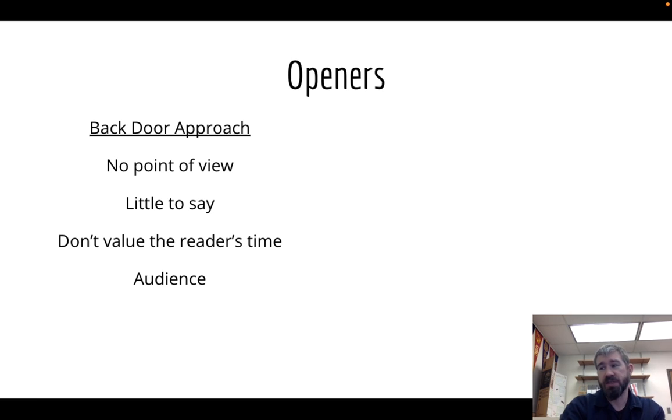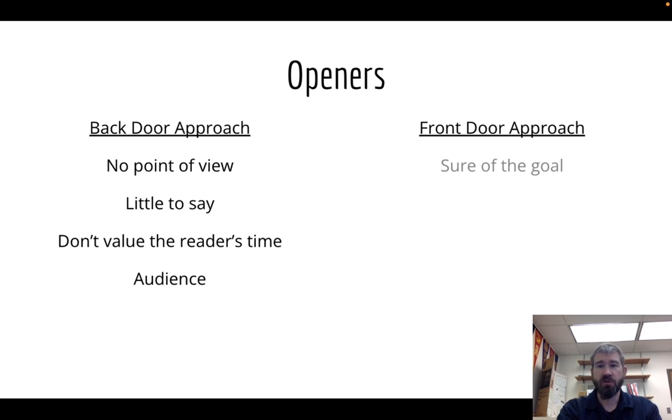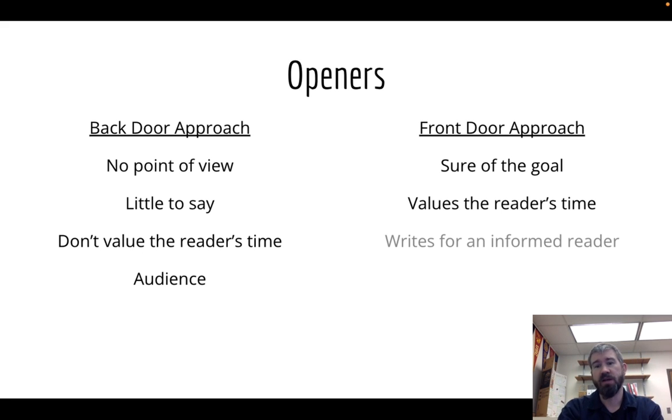Now, what Trimble says is better is what he calls the front door approach, which is where the author is not only sure of their goal, but that goal is clear to the reader, and we're valuing the reader's time, and we're writing for an informed reader, which is a good audience.